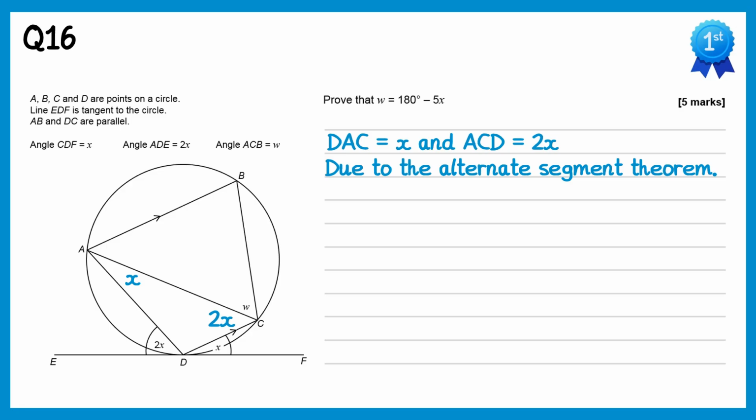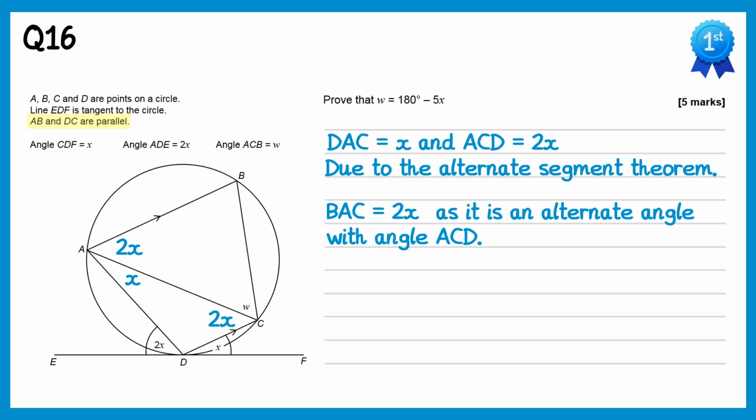I notice in the question that AB and CD are parallel. So if you draw on this shape here, you can see that due to alternate angles, this angle here is also 2x. So I would state BAC equals 2x, and the reason would be as it's an alternate angle with angle ACD.